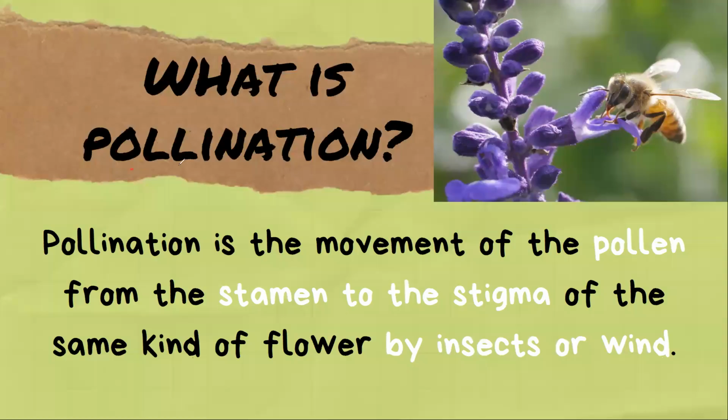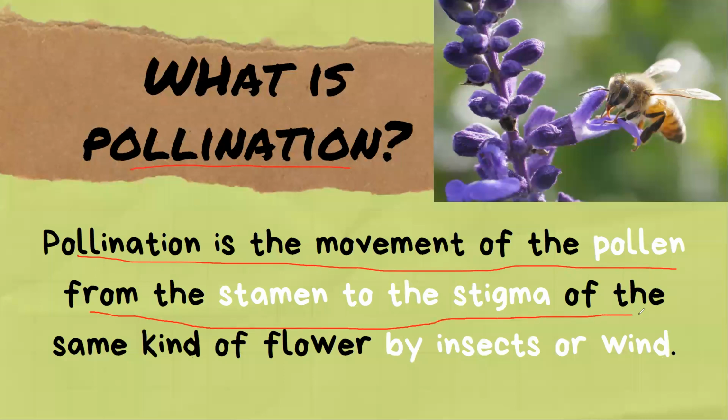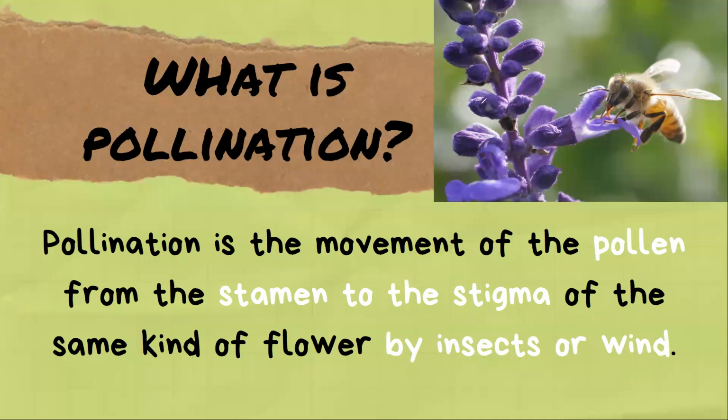All right, pollination is the movement of pollen from the stamen to the stigma of the same kind of flower by insects or wind. I want you to close your eyes right now and try to remember. I've asked you this every class. I think almost every class I'm like, what's pollination?